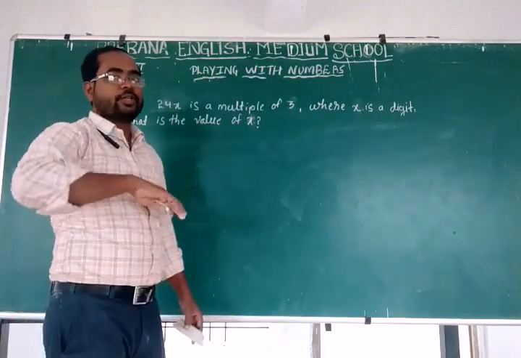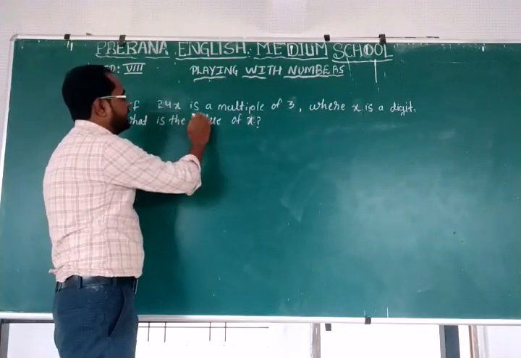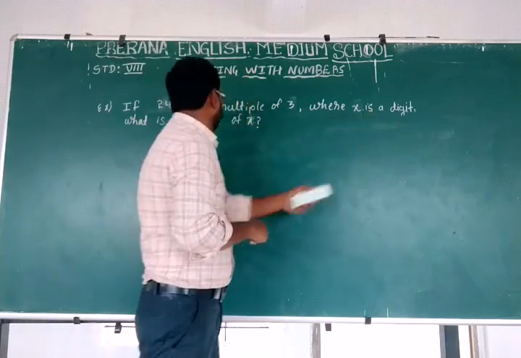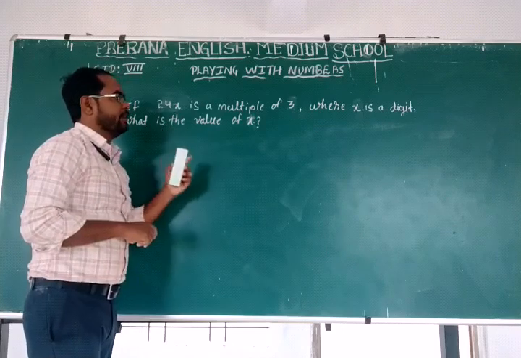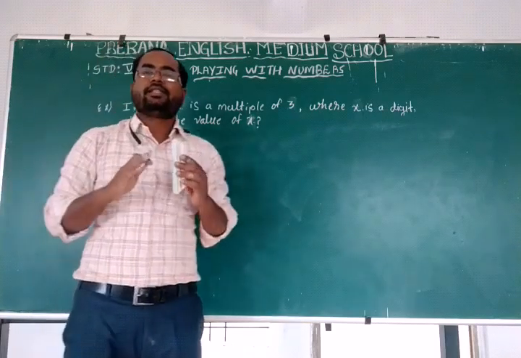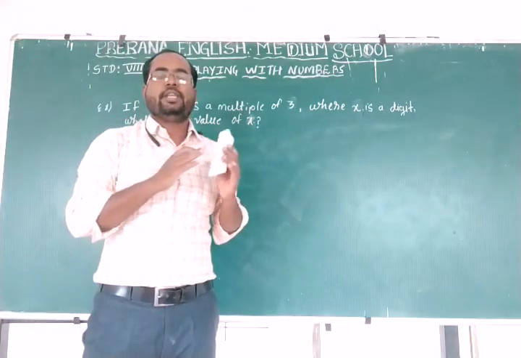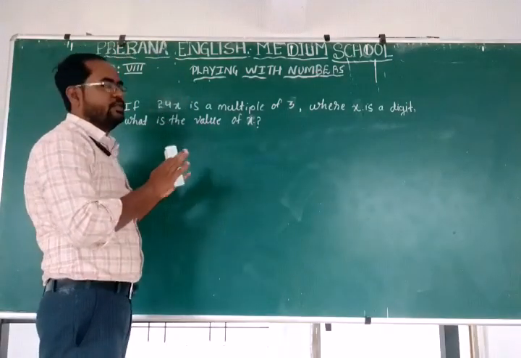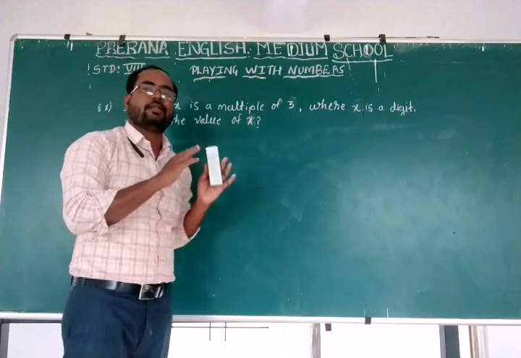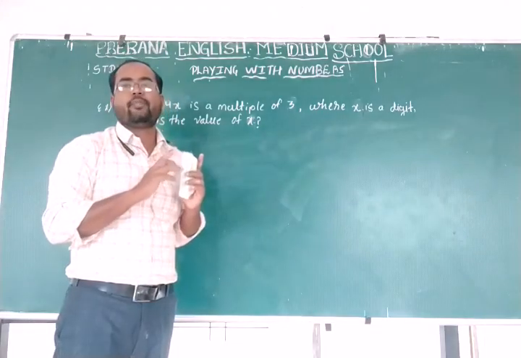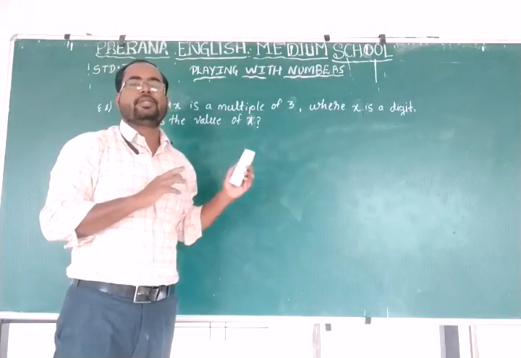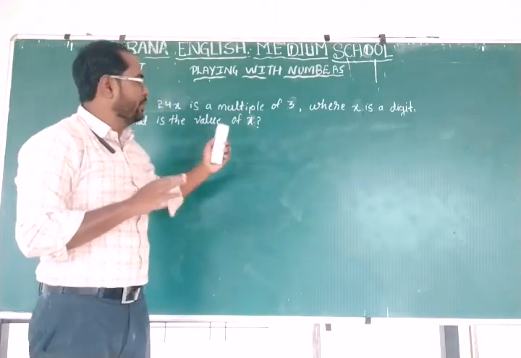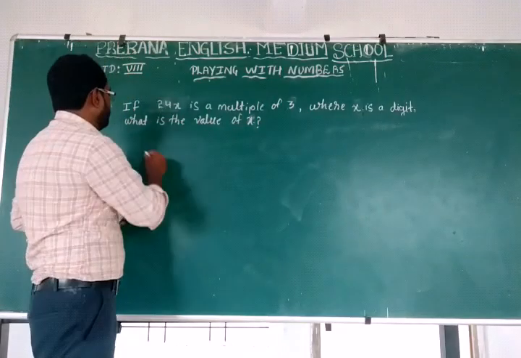We'll see the next question. If 24x is a multiple of 3, where x is a digit, what is the value of x? So it is similar to the divisibility of 9. Yes, 3 and 9 divisibilities are the same, where you add the digits of the given number. If the sum is divisible, then you say that number is completely divisible by 3 or 9.